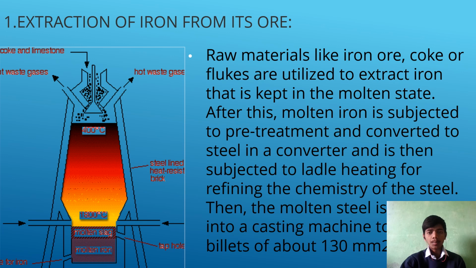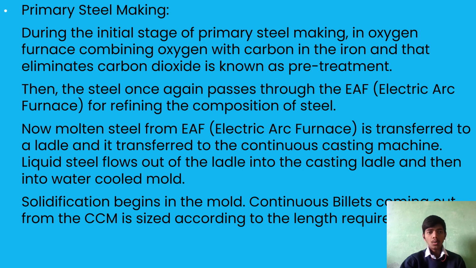This means that in this process, from raw material, molten iron is prepared, and this molten iron is further treated and converted into steel, which is called primary steel. Now we see how primary steel making is done. During the initial stage of primary steel making, in the oxygen furnace, oxygen combines with carbon in the iron and eliminates carbon as carbon dioxide, which is known as pretreatment.